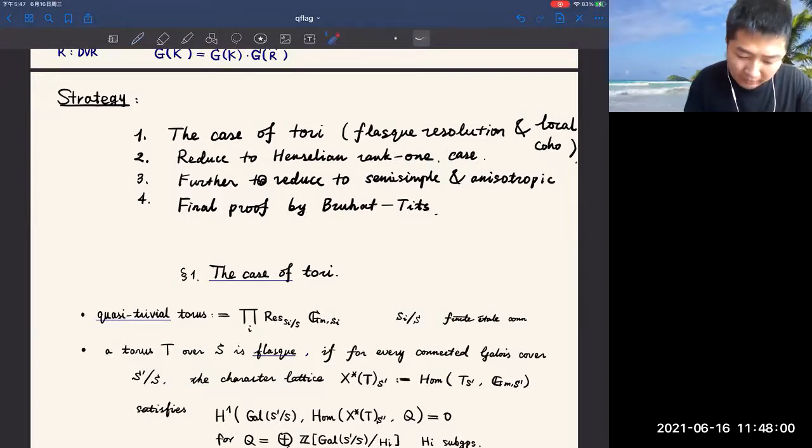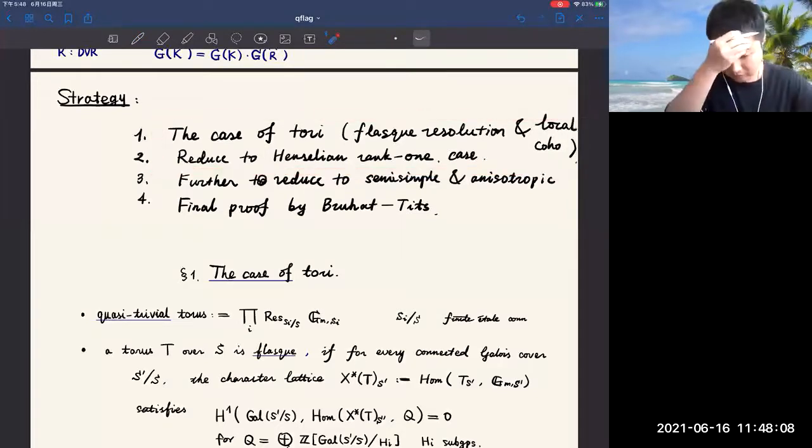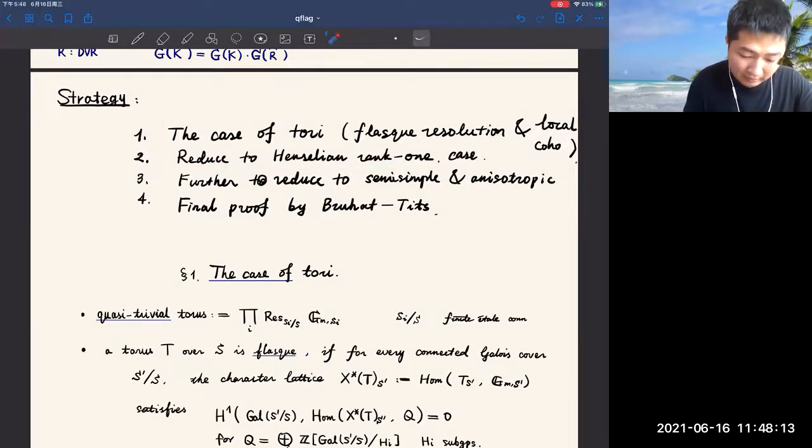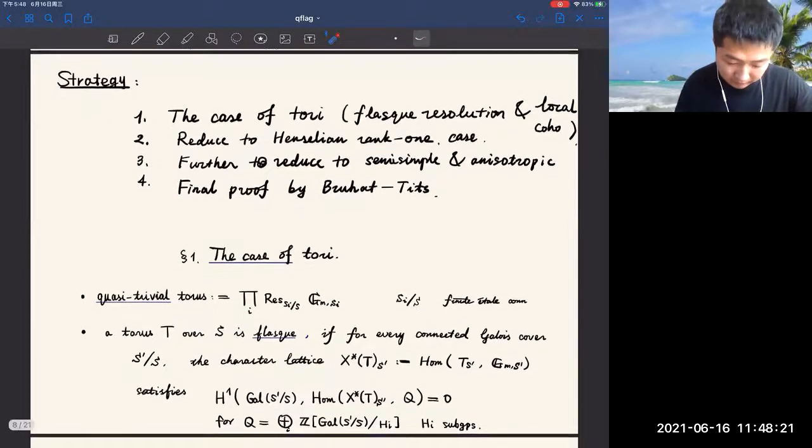In today's talk, I will give a more concrete step for the first two steps, because the first two are essential, and the second and the fourth are a little classical. So first we begin with the case of tori.